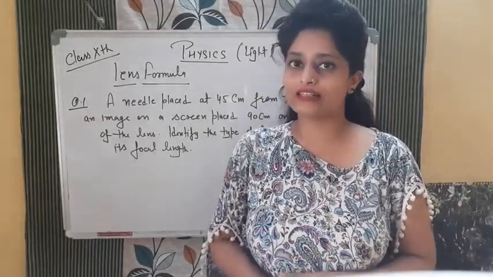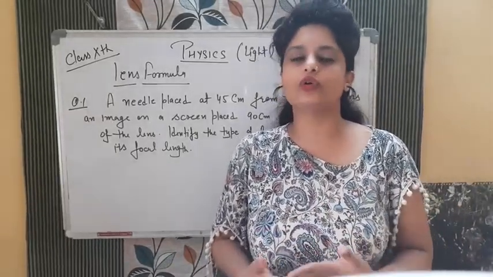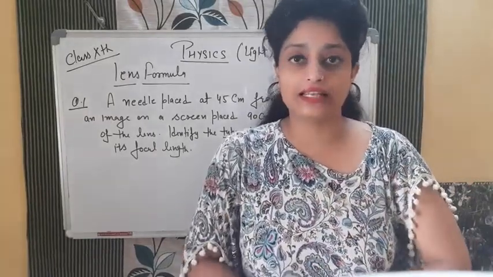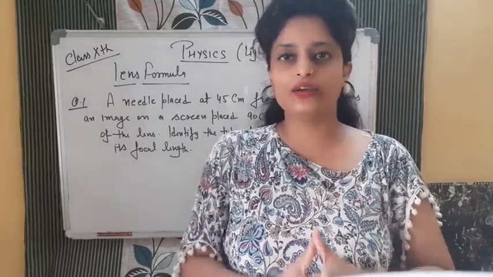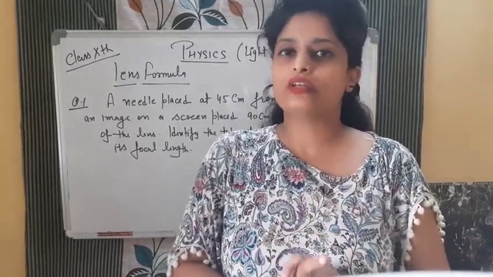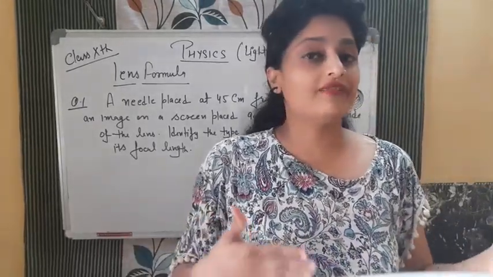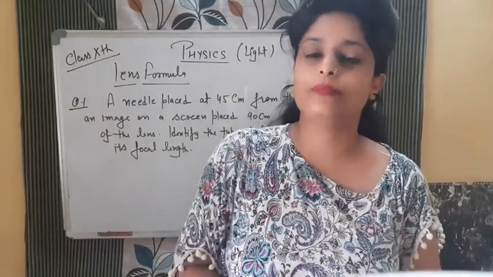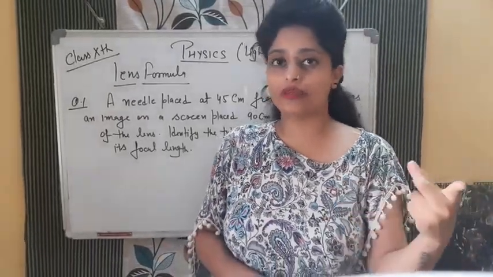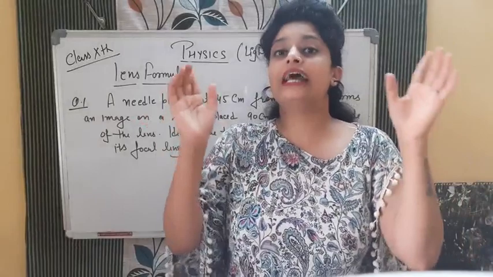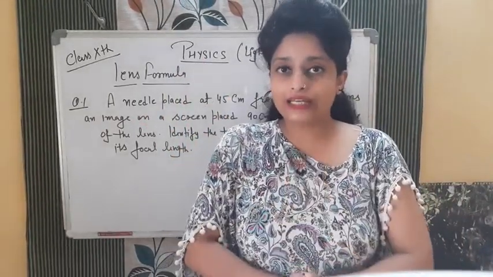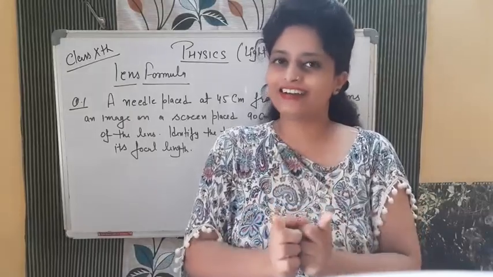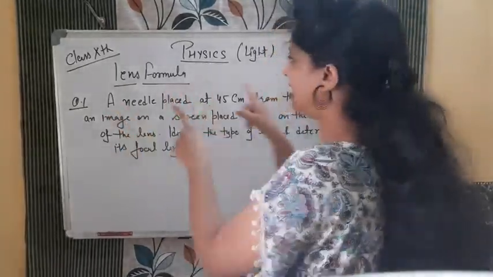We are doing numericals now. Last video was also on numericals on the lens formula, and today's class will also be numericals only on the lens formula. Okay, so lens formula you all know, 1 by v minus 1 by u is equal to 1 by f, where v was the distance of image, u was the distance of the object, and f was the focal length of that lens. So without any further delay, we will start our video.